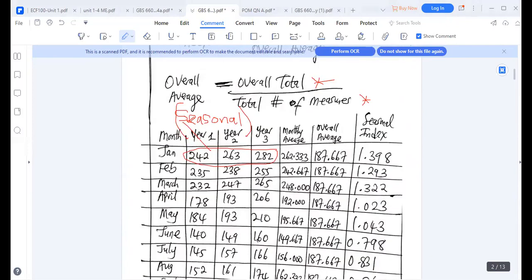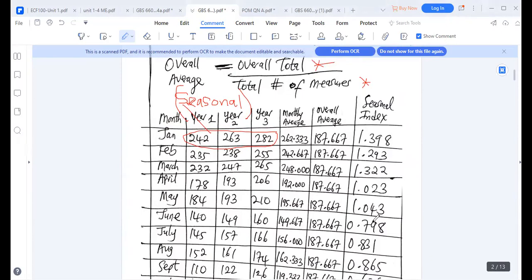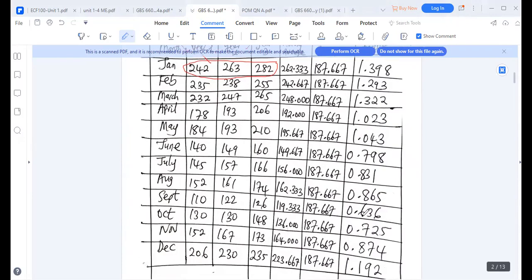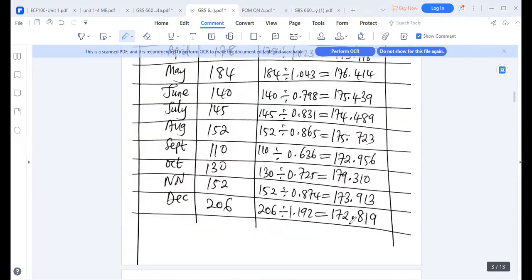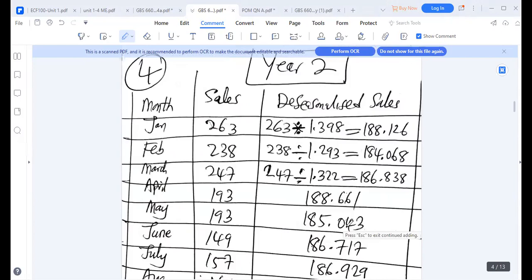The seasonal indexes. We're using these same indexes to actually seasonalize the values. We are multiplying the values that we have found, the deseasonalized values, by the seasonal indexes for us to get the seasonalized values. This is what is going on here.